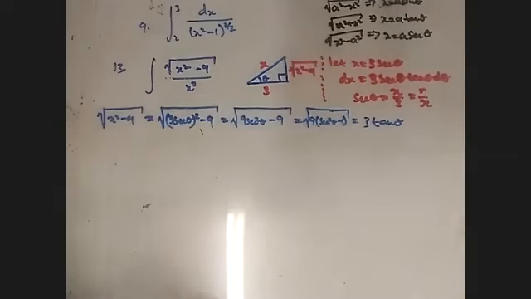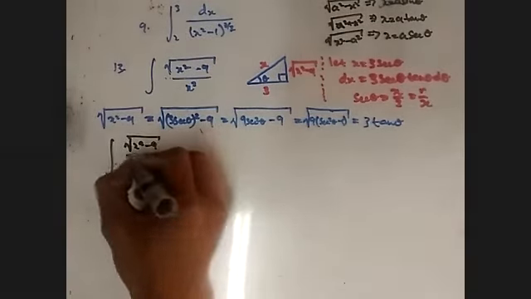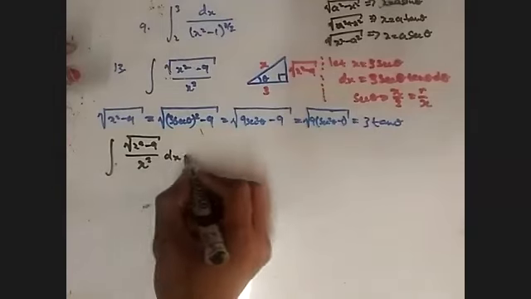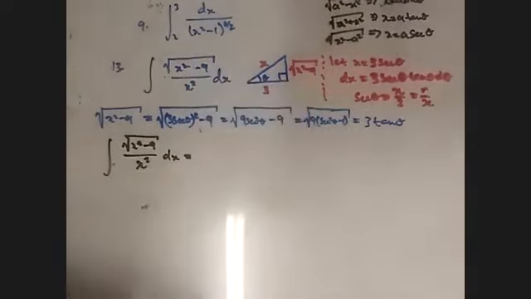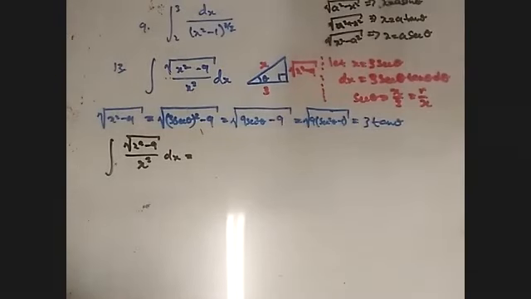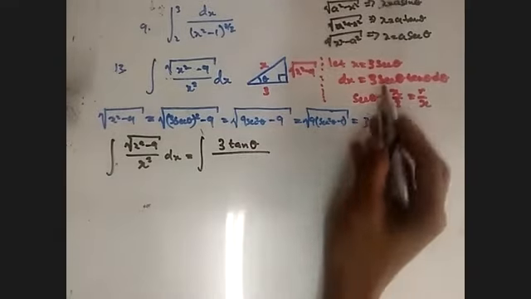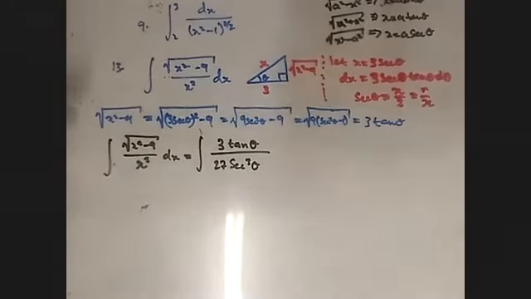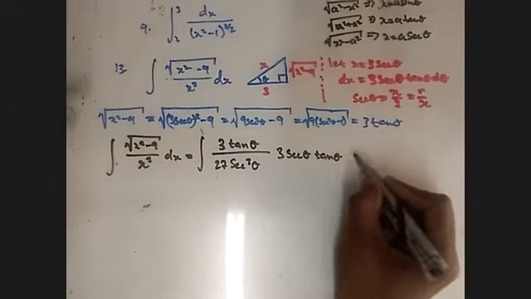Now we're going to do the part that we love the most: the integral of the square root of x squared minus 9 over x cubed. Okay, guys, I always forget this. So here we're going to have the integral of 3 tan theta all over, now our x cubed becomes 27 sec cubed theta, and our dx is given by 3 sec theta tan theta.